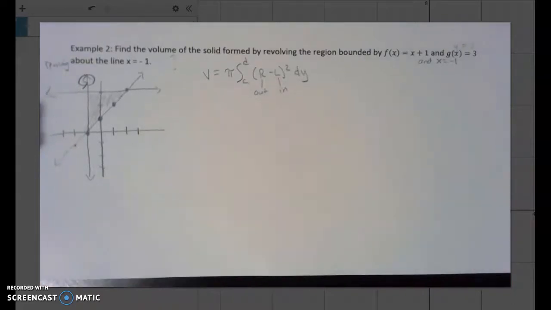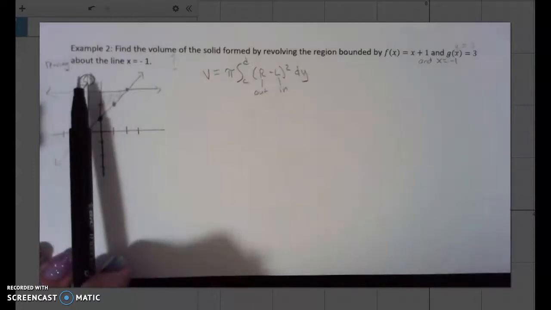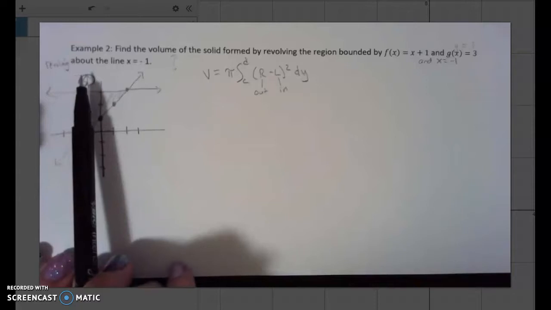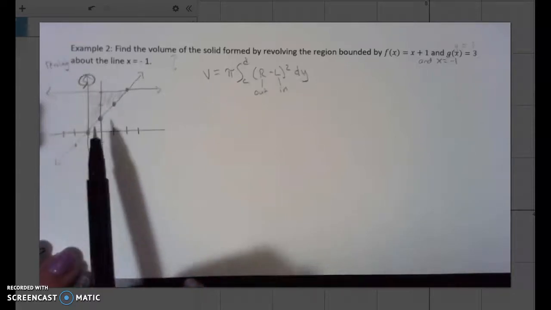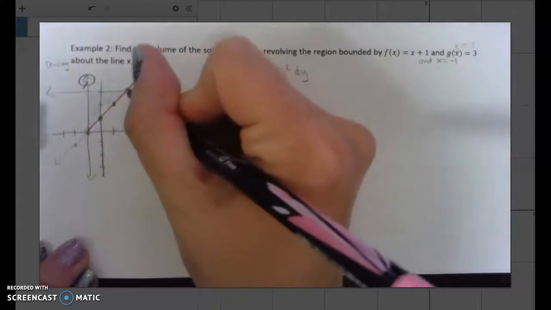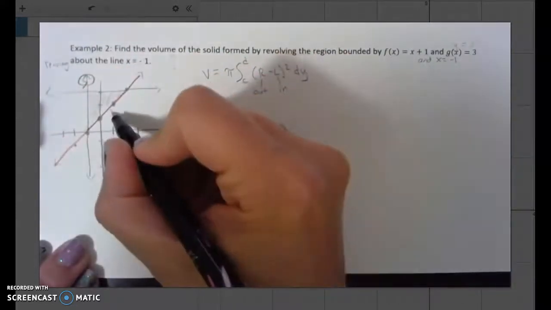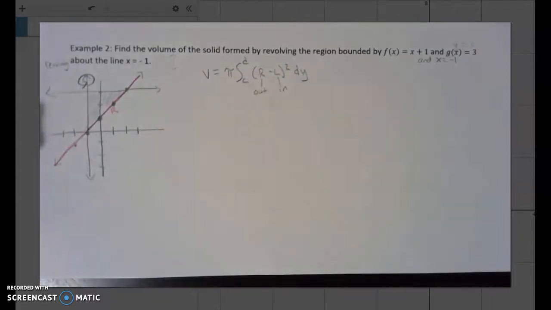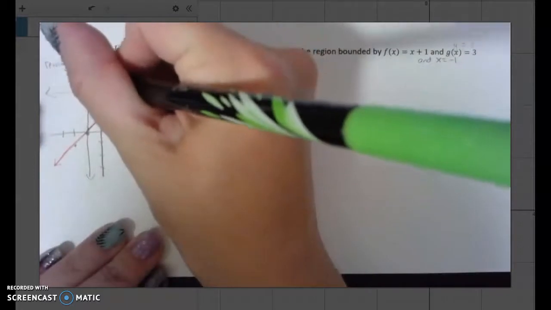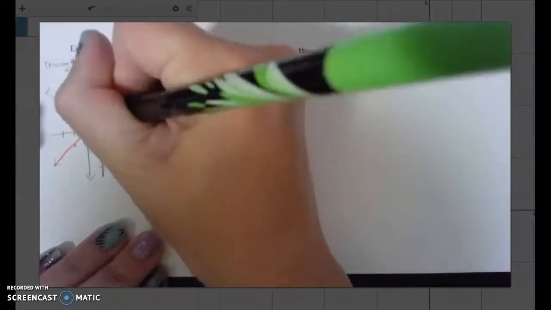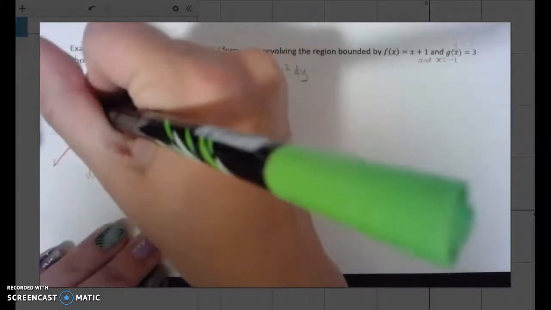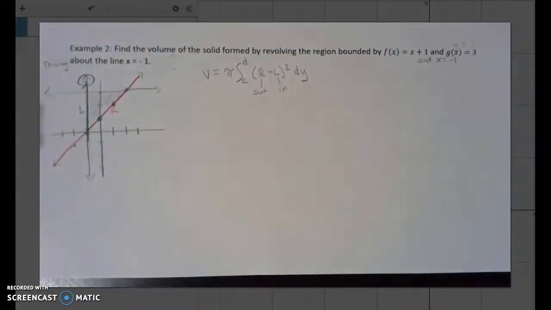Well, let's look at our graph. If we're revolving around this line, the function that is on the farthest outside of the part that we revolved is this function right here. So this is going to be our outside or our right function. Then our inside function is the one that's the closest to what we're revolving around, and we're going to see that that is actually the line that we are revolving around itself. So this one's the left function or the inside function.